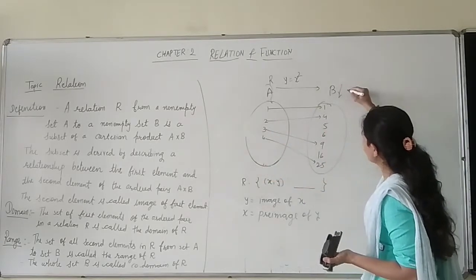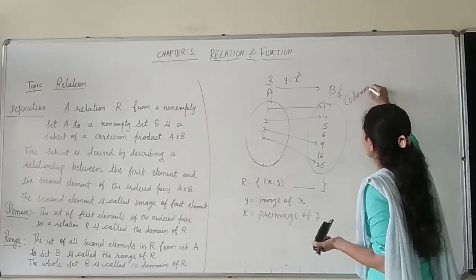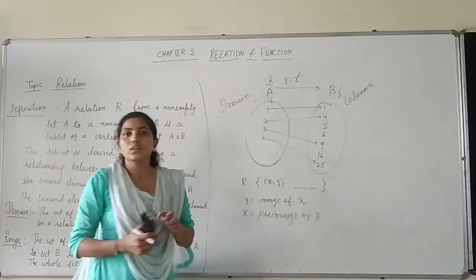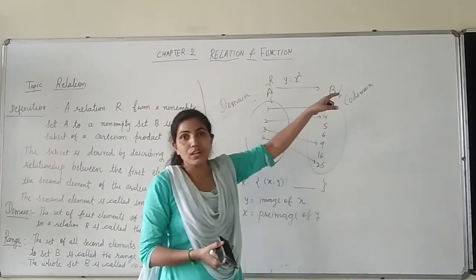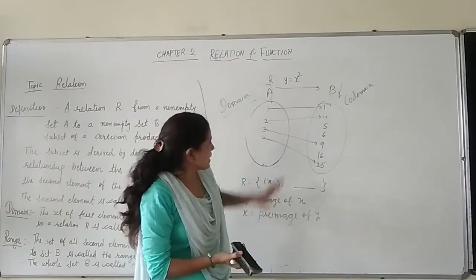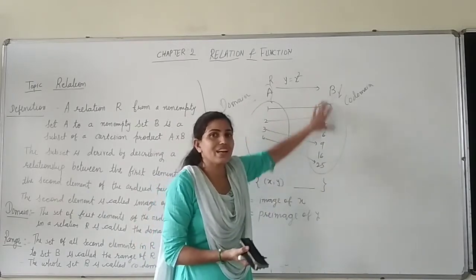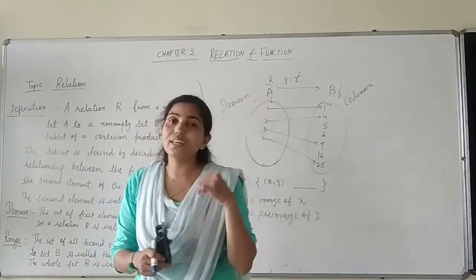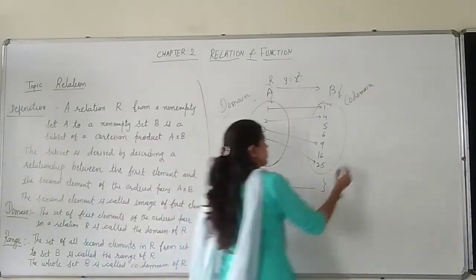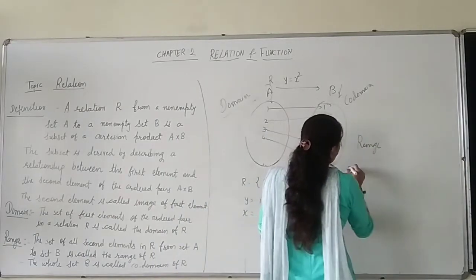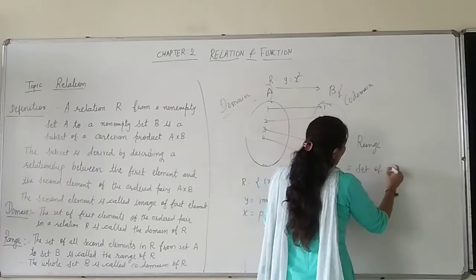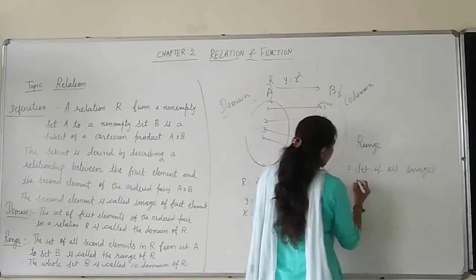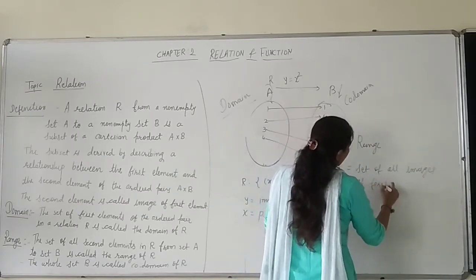And this set B we will call the codomain. Okay, the set A is known as the domain of the relation. Set B is called the codomain of the relation. But you can see that here we are not getting images for all the elements. There are few particular ones. So we can write down the set of the images of X is known as the range. What is the range? Range is the set of all images of the first element in R.